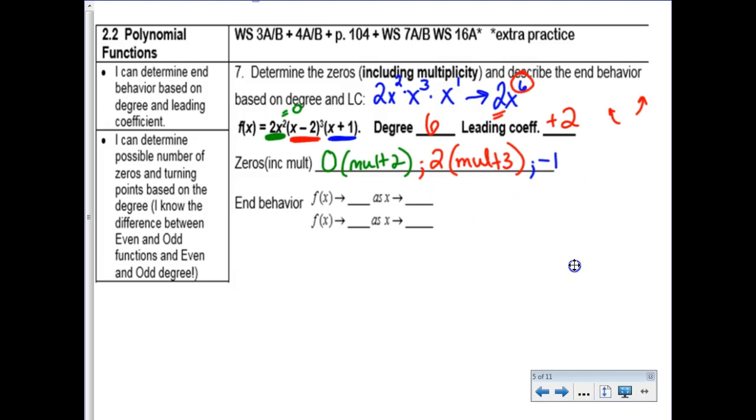And now end behavior. We already kind of mapped it out. The ends are both going upwards. So on the left side and the right side, your function is going up to infinity. Again, didn't touch the calculator at all. Not needed. So when you're looking to save yourself time and energy, this is one of those questions where you shouldn't have to touch the calculator.